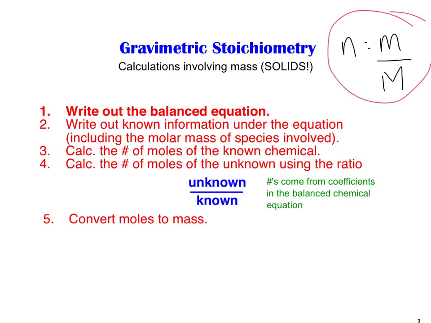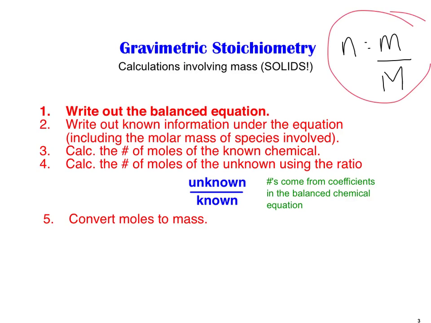Step 1: write out the balanced equation. It's really important to have the balanced equation so that we know the coefficients of each reactant, which will give us the ratios, kind of like our s'mores. Step 2: I like to organize myself by writing out the known information underneath each reactant or product in the equation, including the molar mass if I'm talking about mass of something.